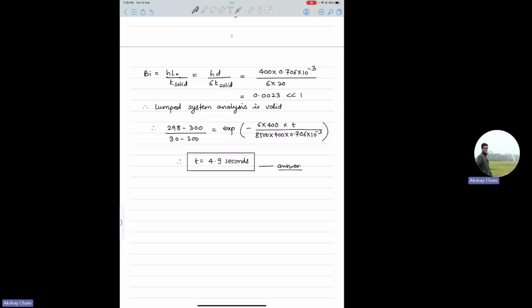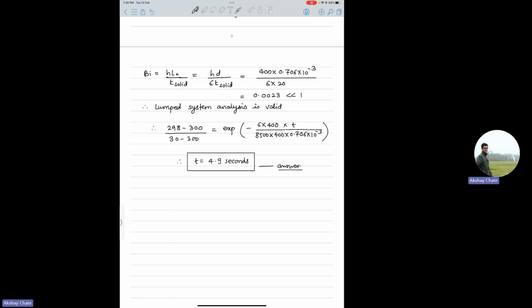Like in most exams, typically they will ask time only, and if they want, let's say, the time constant, they can ask what is the time constant for this thermocouple. So you can do that: rho V Cp by hA, and that V by A you replace with D by 6. Then you will get the time constant.